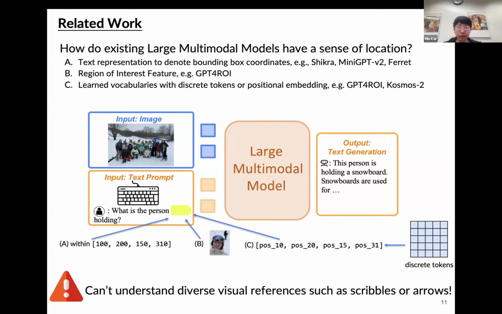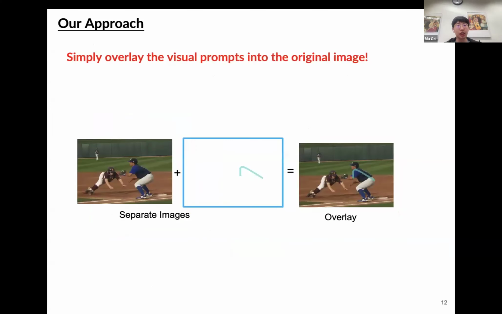But the bigger issue is that they can't understand diverse visual references such as scribbles or arrows. And actually in daily life, like in Google search or even in your iPhone or Samsung phones, you use some human drawn visual prompts to refer to a region. Then the question is, how can we achieve such functionality of understanding random, diverse visual prompts?